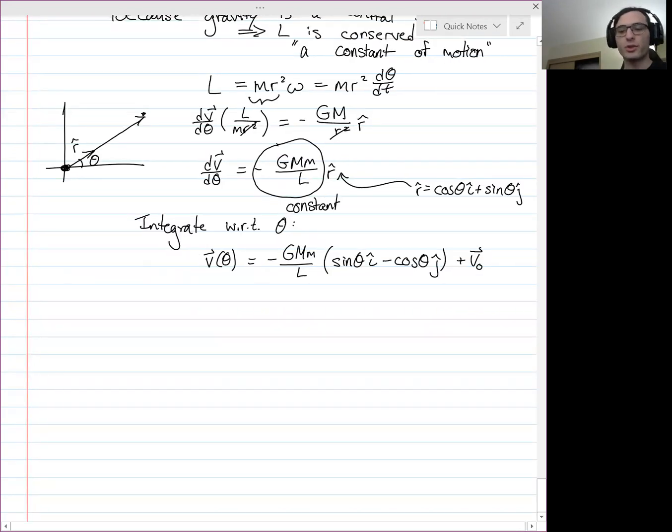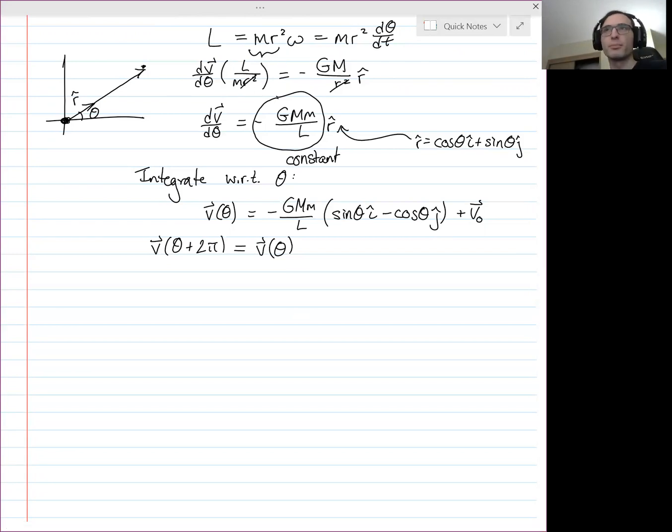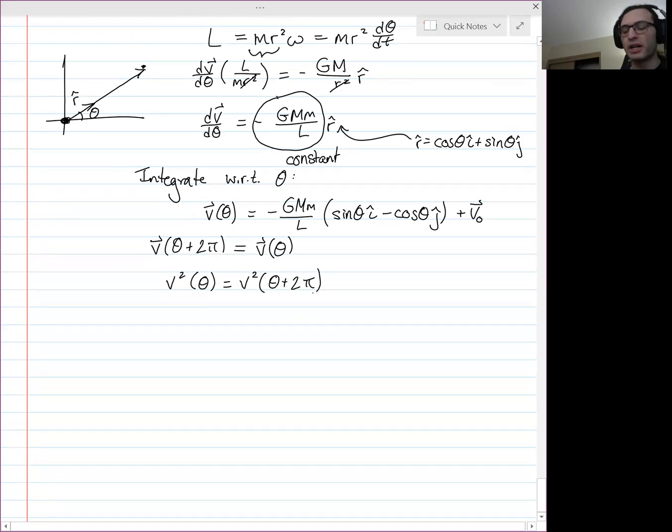Now, the reason why I went through all this effort was to illustrate that if you plug in theta plus 2 pi, the only things that depend on theta are the sine and the cosine, but both sine and cosine are the same if you add 2 pi to the angle. So this is equal to v of theta. So the velocity vector doesn't change once you've gone through 2 pi. You're moving in the same direction with the same speed. And so what this implies is that v squared of theta is equal to v squared of theta plus 2 pi, i.e. after you've gone through 2 pi radians, you have the same v squared as you did before, and hence we get that the kinetic energy is the same whether you've gone through 2 pi or not.